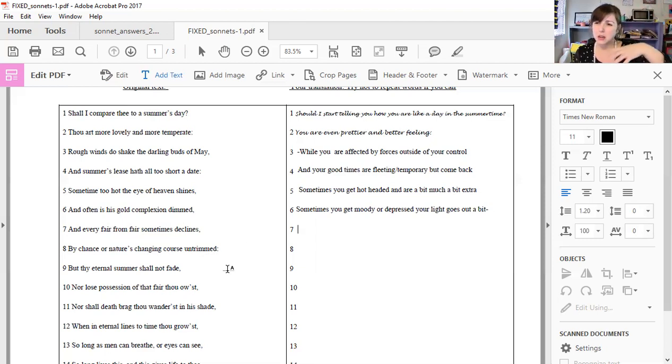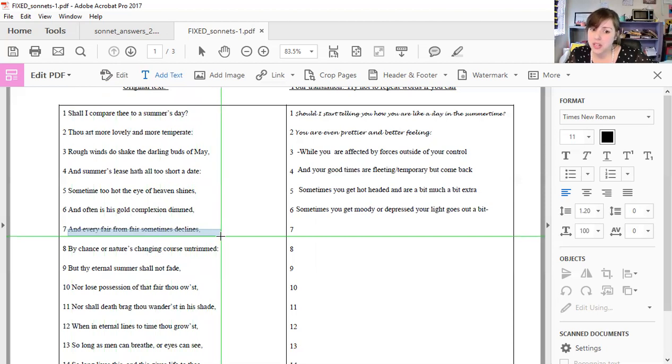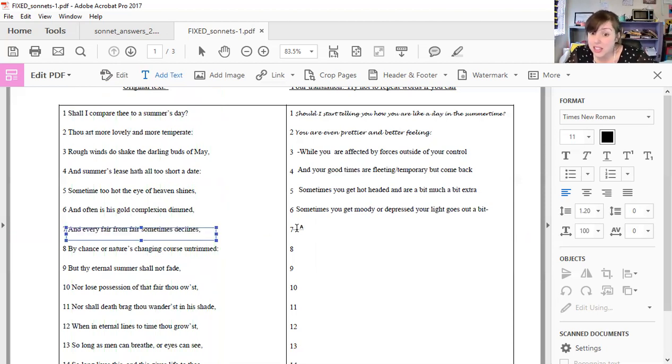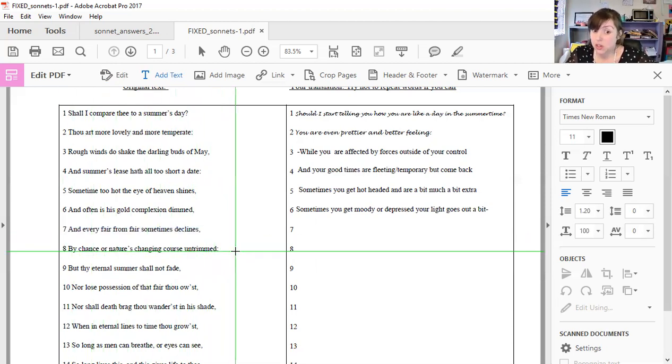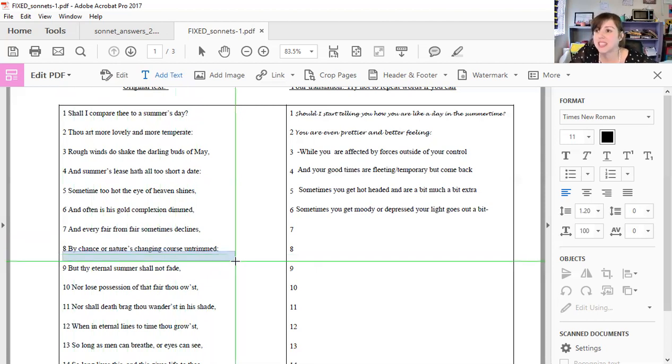How can beauty decline? Well, what happens when beauty declines? Oh, you get ugly, right? What's the opposite of beauty? Ugly. So he says, and every beauty declines. Everyone gets ugly by chance or nature's changing course untrimmed. There's two ways you can get ugly in life. You can either get ugly by chance, you know, maybe you have a horrible accident, disfigurement, something horrible happens, or like you gain a lot of weight and lose it or get burned.